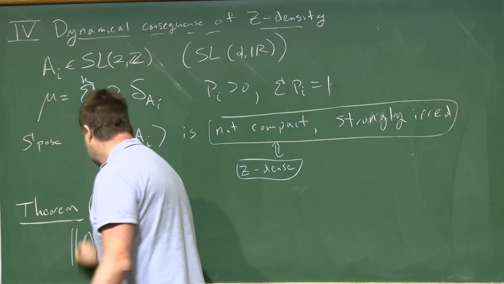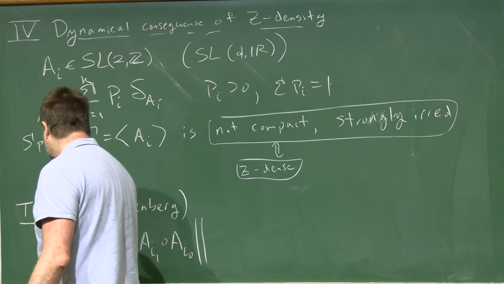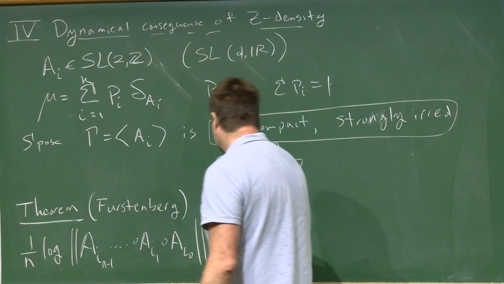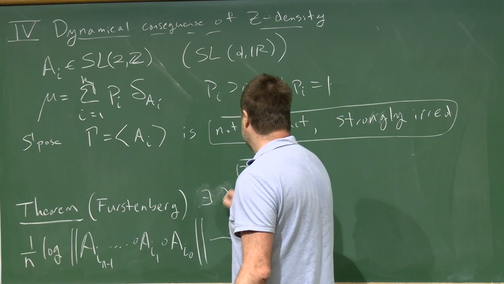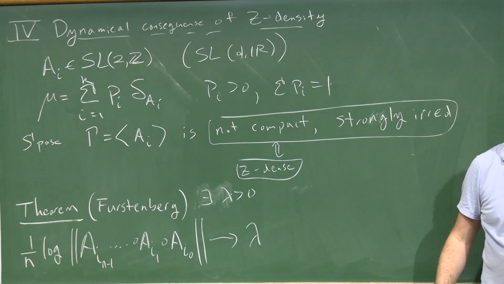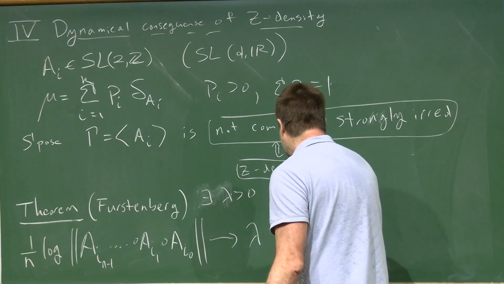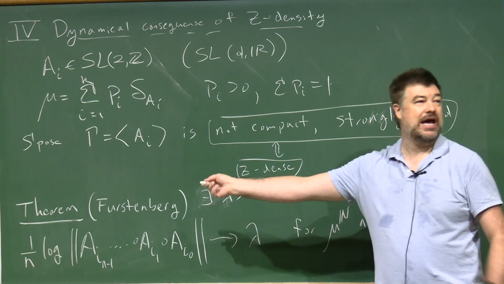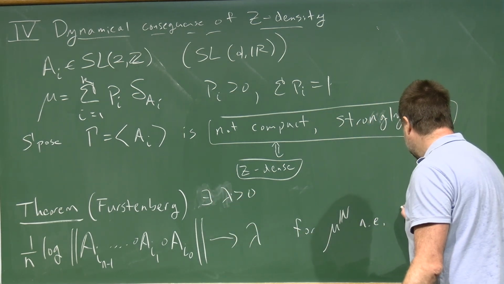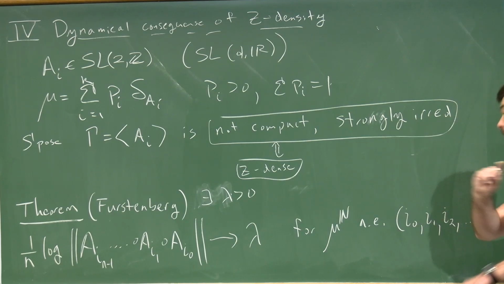And I ask, what is the norm of this thing? I want this thing to be exponentially large, so I'll take the log of it. I'll take 1 over n, and this is going to converge to a lambda. Lambda is positive, so there exists a positive lambda which is independent of the sequence, and the norms of these products converge to this. But I need one more quantifier, so this is for mu to the n, almost every random path chosen IID through the matrices. For mu to the n, almost every choice of indices i_0, i_1, i_2, etc.